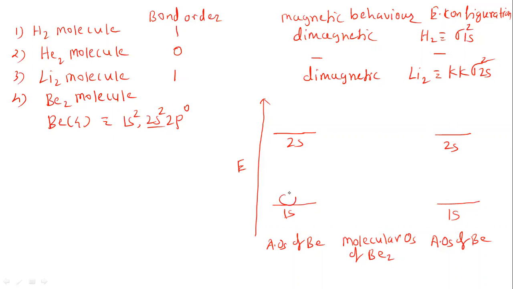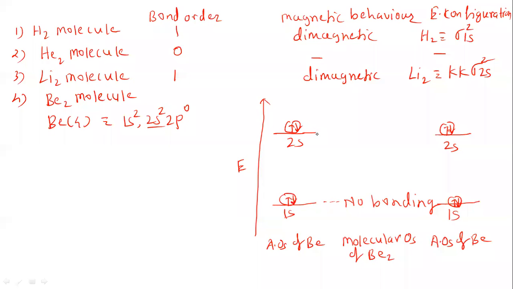Put circles there to represent the electrons. Now 1s has 2 electrons, so represent 2 electrons here. 2s also has 2 electrons, so represent 2 electrons here. Same on this side, 1s2, 2s2. Now you can see that for this 1s and 1s, there is no bonding as it is not part of the valence shell. No bonding is there.